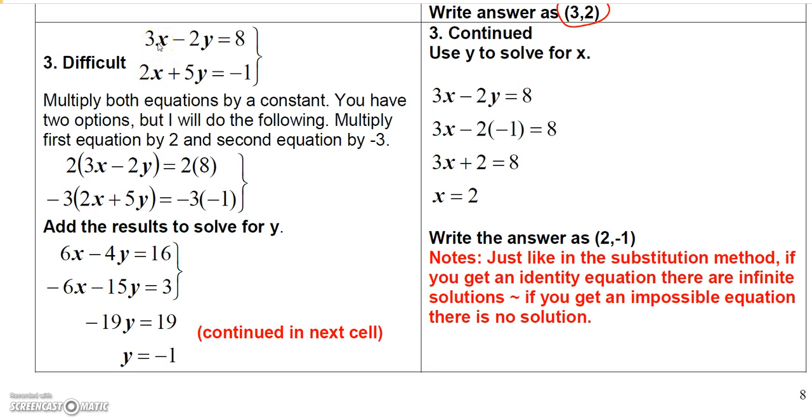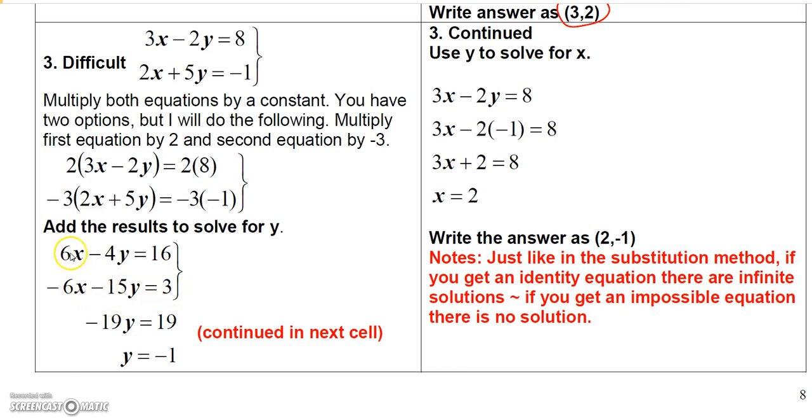So to make this 6x, I'm going to multiply every term in the first equation by 2, and to make this minus 6x, I'm going to multiply every term in this equation by negative 3. So if I multiply everything in the first equation by 2, that'll give me 6x minus 4y equals 16. If I multiply everything in the second equation by negative 3, that'll give me minus 6x minus 15y equals 3.